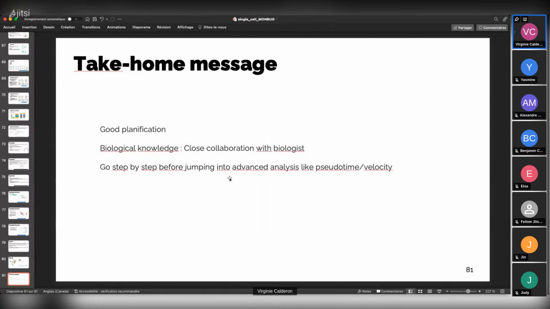If you want to perform a single-cell experiment, you need good planning. Talk with a lot of people, from molecular biologists to bioinformaticians, and prepare yourself for such experiments.